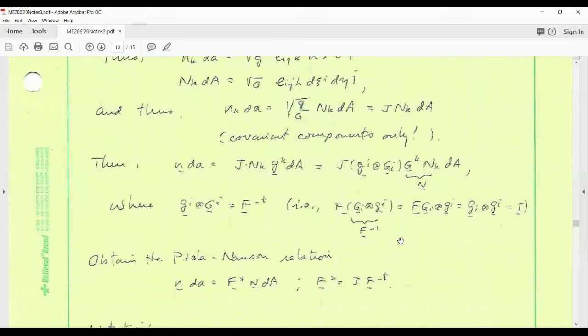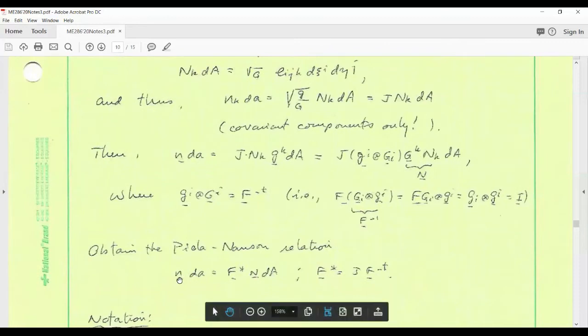And immediately then, we've extracted the Piola-Nanson formula. Small n da is cofactor, I've got the J in front, F inverse transpose, it's cofactor F, capital N, d capital A.